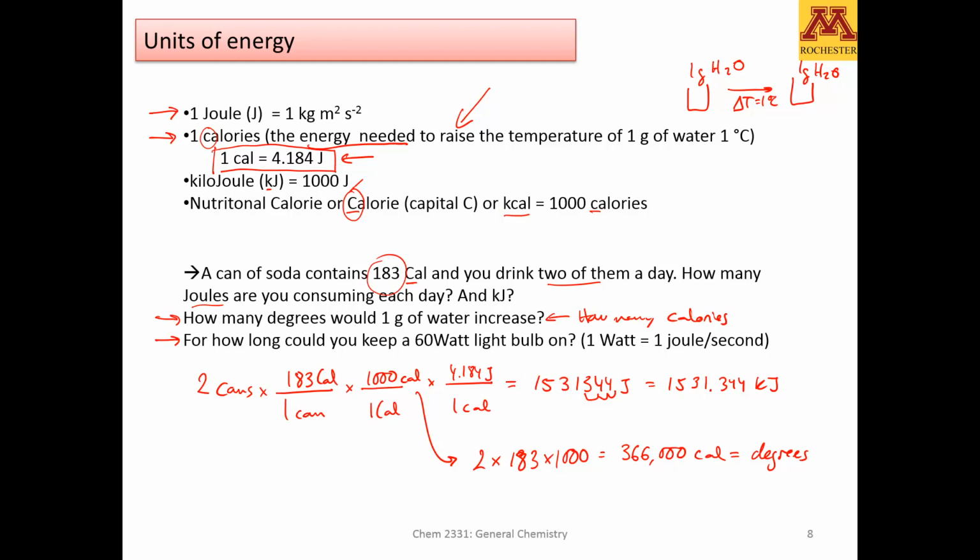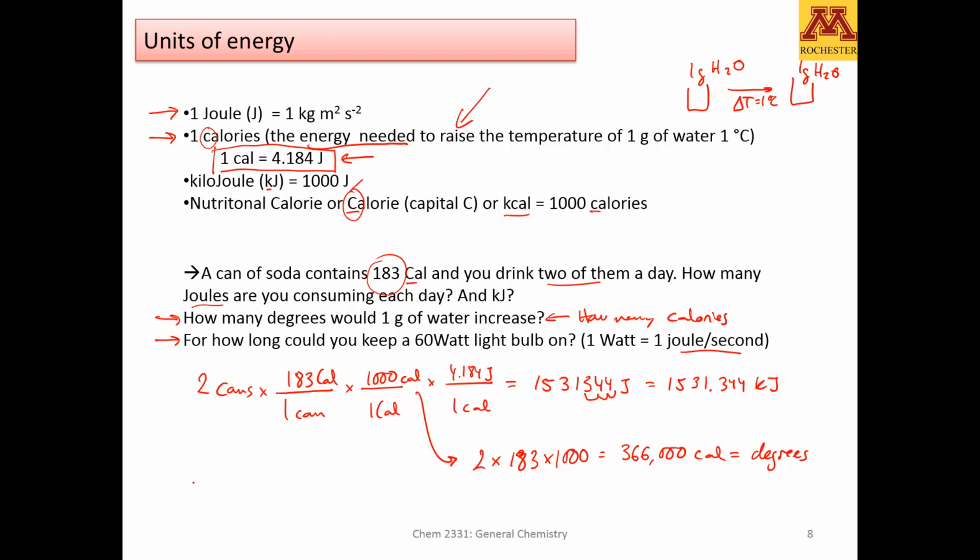And the last question is, for how long could you keep a 60-watt light bulb on? And it says that 1 watt, and maybe you may not know, it's the unit of power, which is energy over time, so joules per second. So it says for how long you could keep that light bulb on with 2 cans of soda.